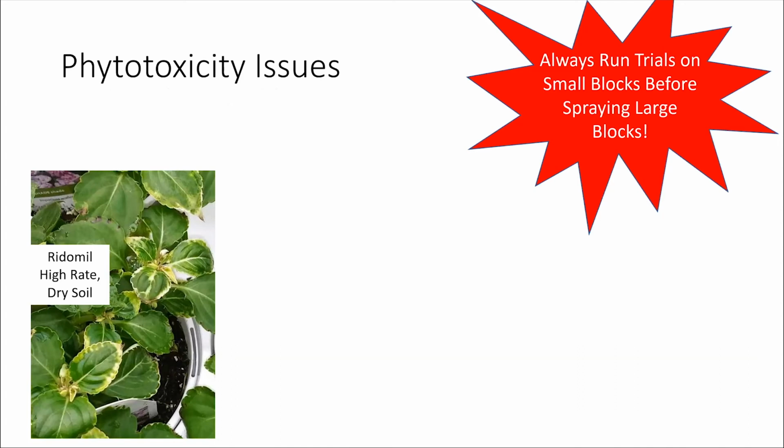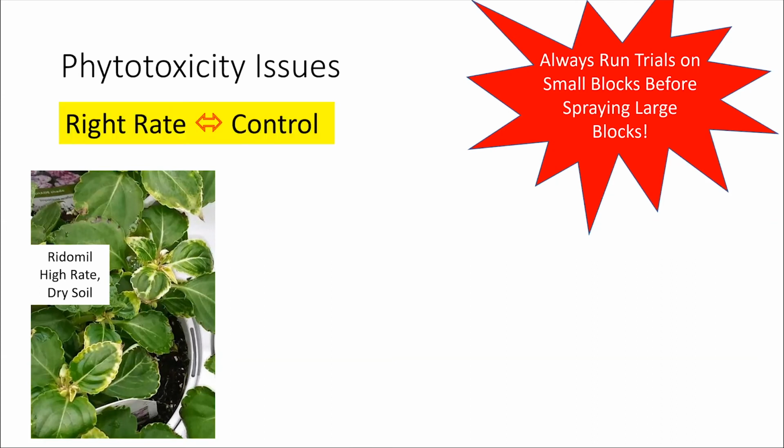How many plants do you want to kill with this new chemical, this new rate, before you basically start spraying the whole block? Try it on a small block, give it about 4 to 7 days, and after that, if you don't see anything, you're good to go. Make sure that you always check your rates and check your new chemicals in your facility, because there's a lot of moving parts that impact the overall phytotoxicity.